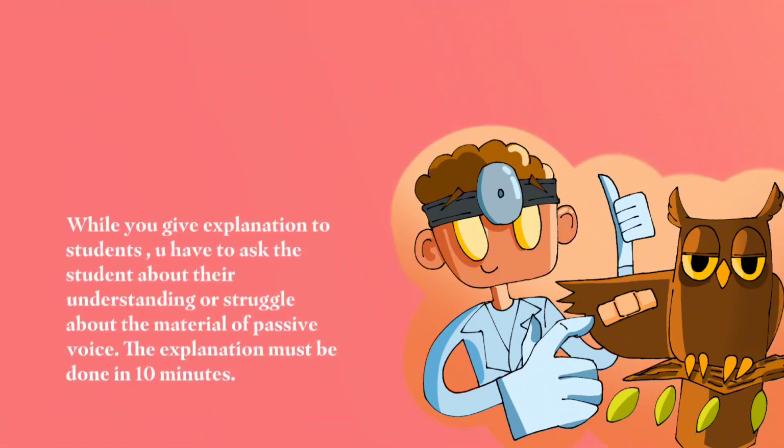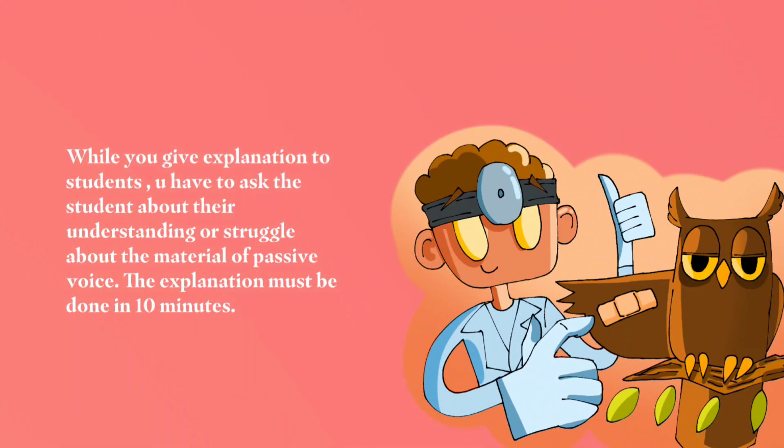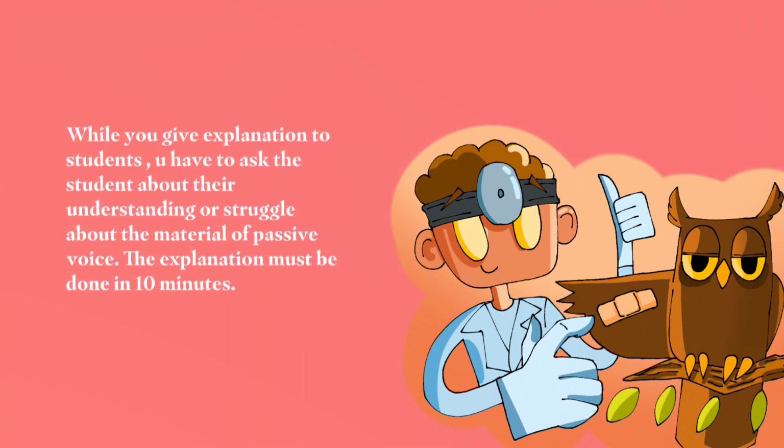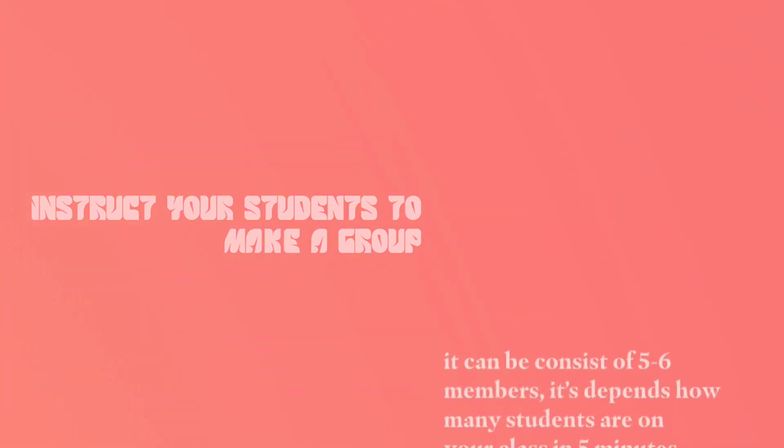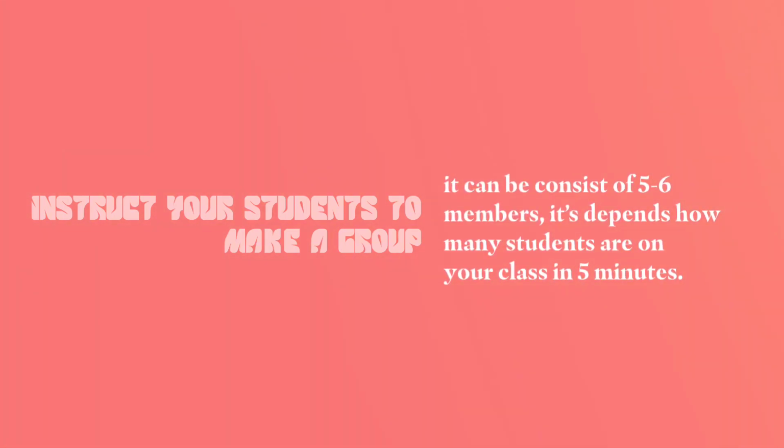While you give an explanation to students, you have to ask the students about their understanding or struggles with the material of passive voice. The explanation must be done in 10 minutes. Instruct your students to make groups. It can consist of 5 to 6 members, depending on how many students are in your class. It must be done in 5 minutes.